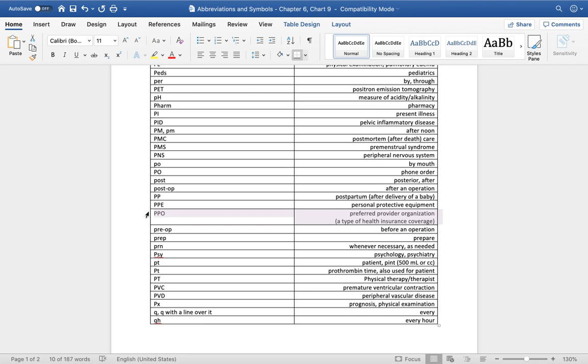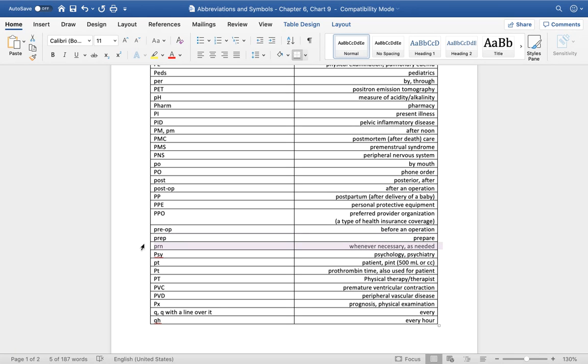So with an HMO, you would be required, if, say, you wanted to go to a cardiologist, you think something's wrong with your heart, you would be required to go to your general practitioner to get referred to that cardiologist. With a PPO, you could just call up the cardiologist and make that appointment yourself. Pre-op, before an operation, it's where you go and a series of procedures before to get you ready for the operation. Prep is prepare. You guys should know that one.